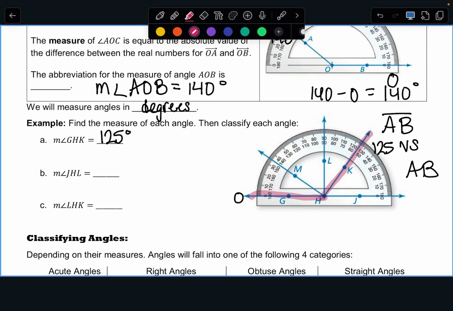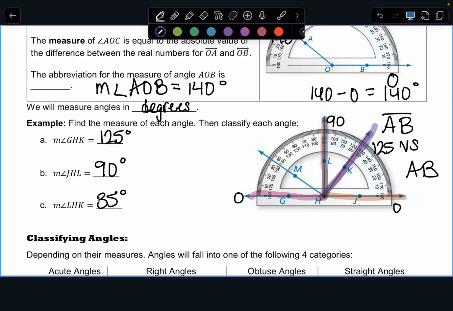Do the same thing for JHL. 90. Here's JHL. Jordan, how'd you get 90? 90 minus 0. Perfect. 90 and 0 are the numbers that it goes with. So 90 degrees. Then we do LHK. 35. How'd you get 35? What two numbers? 90 minus 125. I agree. 125 and 90. Subtract them. You get 35 degrees.